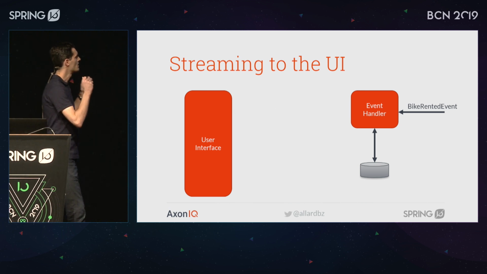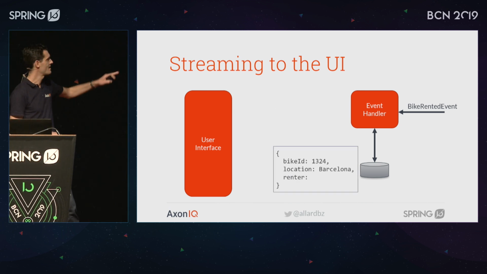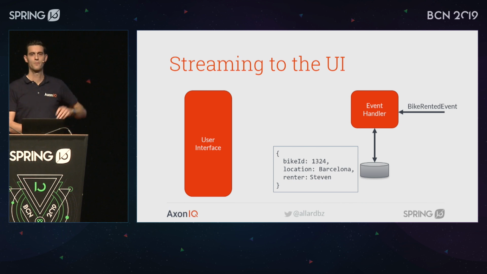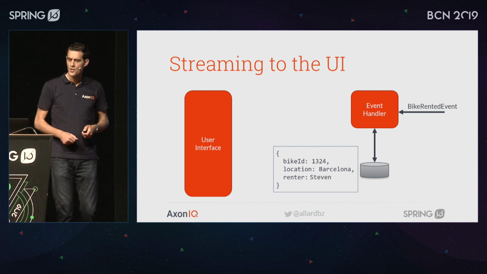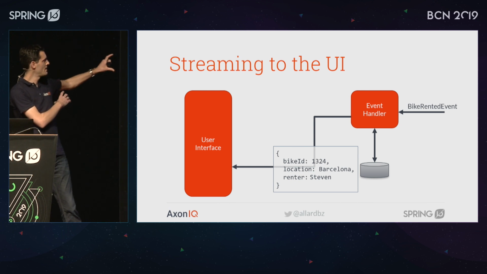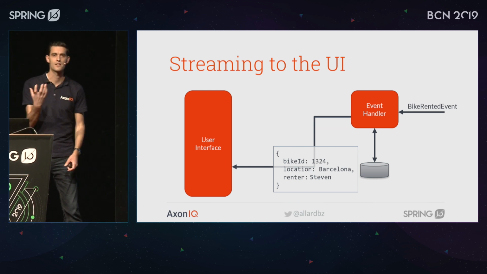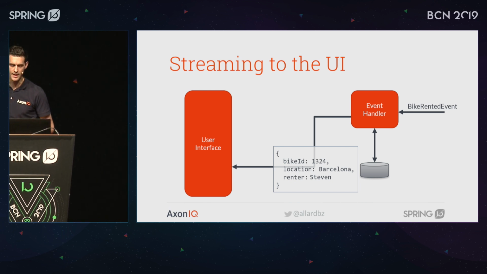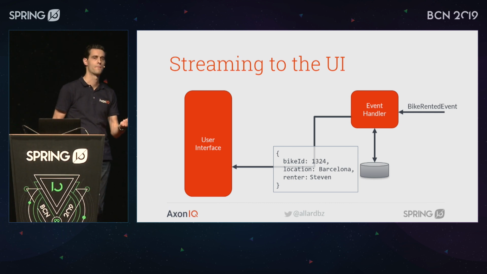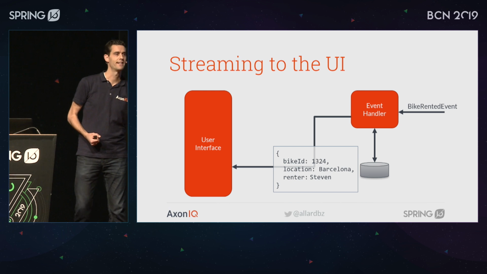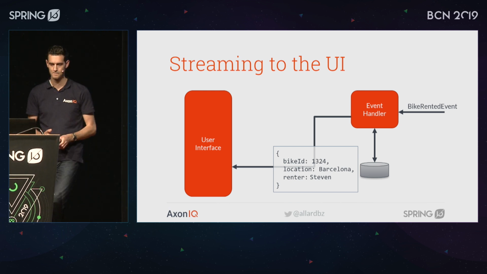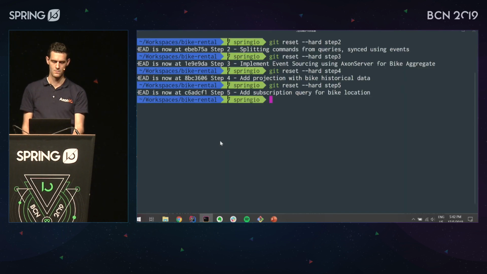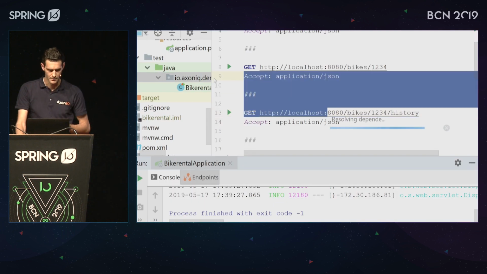So, since that event handler is already updating information, it has this bike ID, location, renter properties, and it's updating the fact that Steven was now the renter in Barcelona. So why not stream that message that we are using in the queries anyway, that structure, why not send that as an update? And there's a concept in Axon called subscription queries. You can query for something, say, give me or keep me up to date on the bike 1234. So let's do that. Let's see what we need to do to get that working.